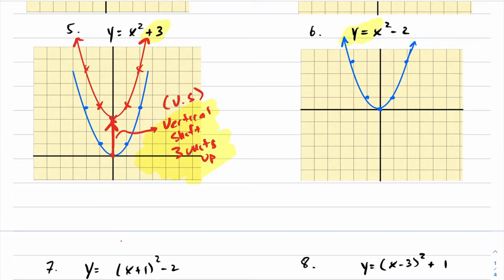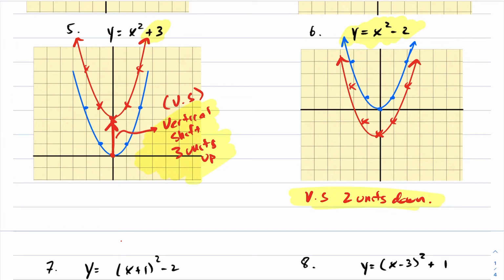Likewise, you can probably guess how the parabola is going to be affected by x squared minus 2. Well, every one of these points is going to now go down 2 units. Down 2 units. Down 2 units. Down 2 units, and down 2 units. So when we connect up this parabola here, you can see we now have a parabola that shifted down 2 units. So this would be a vertical shift 2 units down. And now we have our quadratic shifted 2 units down.